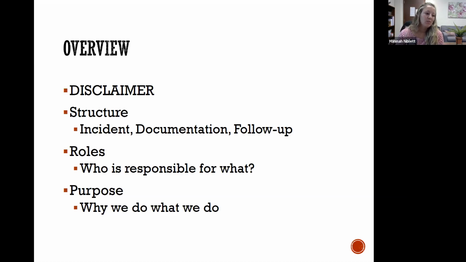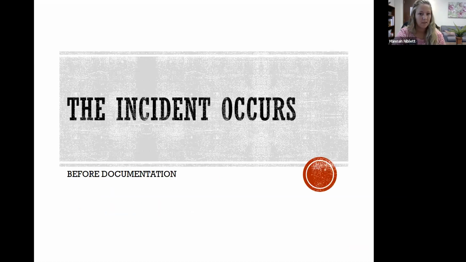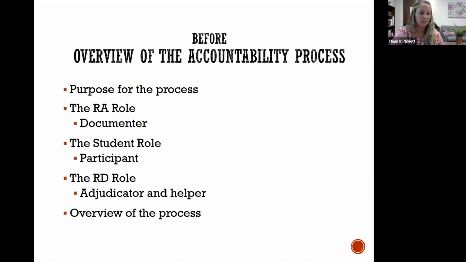A little overview of the structure. So we'll talk about the incident that occurs, documentation of that incident, and then any follow-up procedures. We'll also throughout the presentation be talking about roles, so who is responsible for what in each scenario, because we all play a part in this, and then I'll also talk through our purpose of why we do what we do. Okay, so we'll start with the incident occurring. So this is before documentation begins.